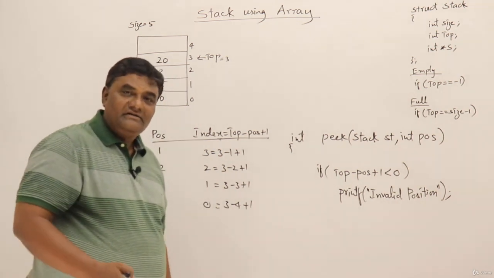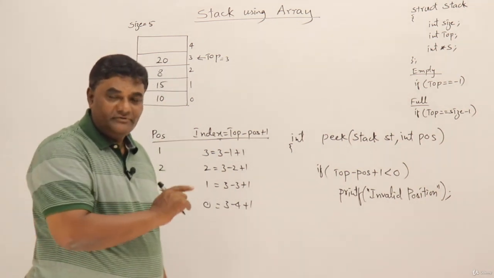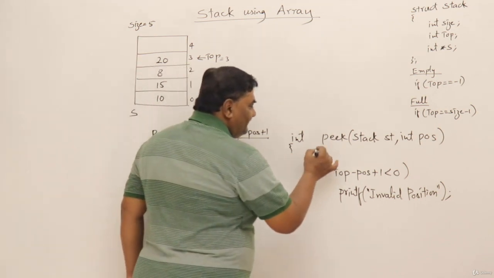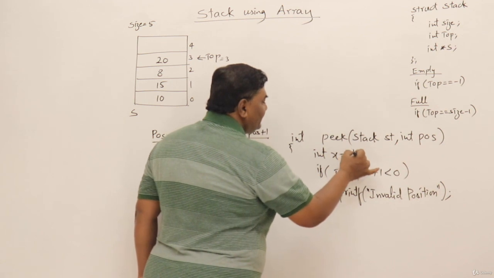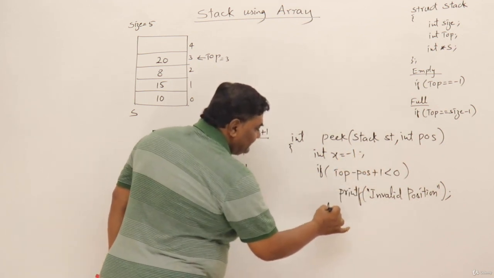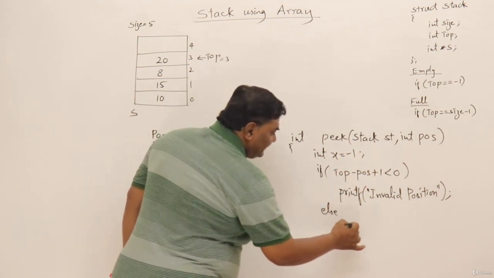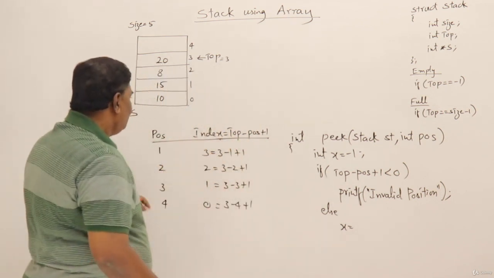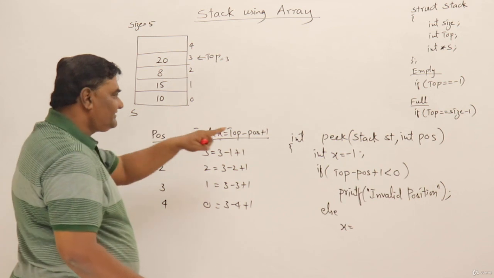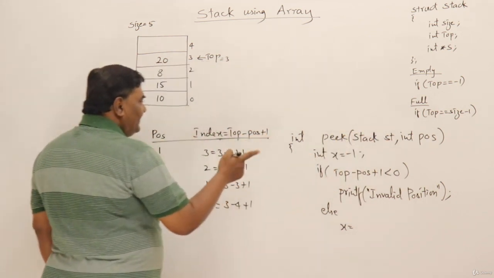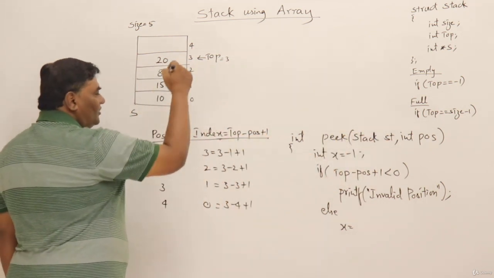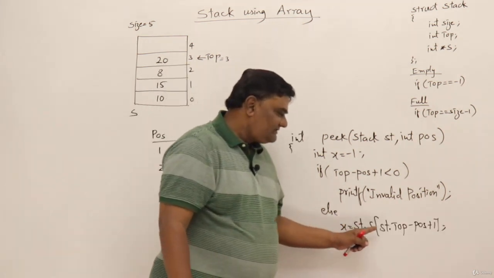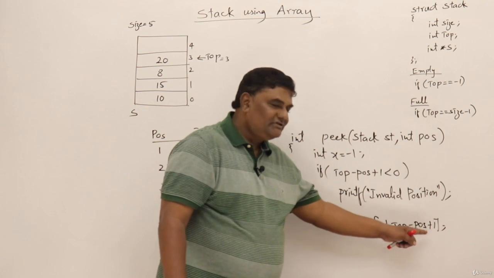Otherwise, I can return the value at that position. So I will take the value in some variable and return it. For that I will declare a variable x and initialize it to -1. Then in the else, I will take the value. So x is assigned from where I want the value: s of this formula, which is inside st. So I should use the structure name st.s and st.top. Let me write it. x assigned st.s of st.top minus position plus 1.